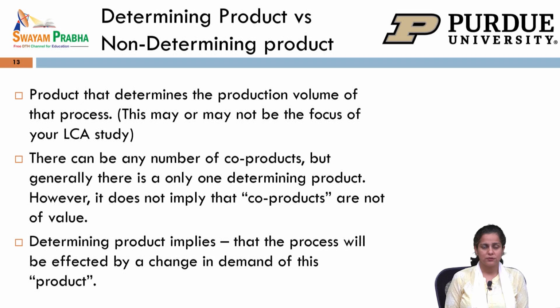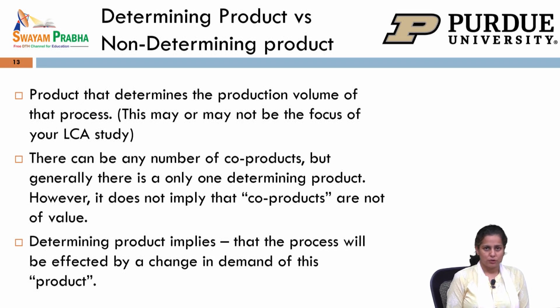For example, if you are making electricity in a combined heat generation plant, then electricity may be the driving factor for the operation of that process. Heat cogeneration is just a byproduct. So, that is the determining product, and if you are doing an LCA where electricity production is the main focus of your LCA, then that is the determining product for your LCA.